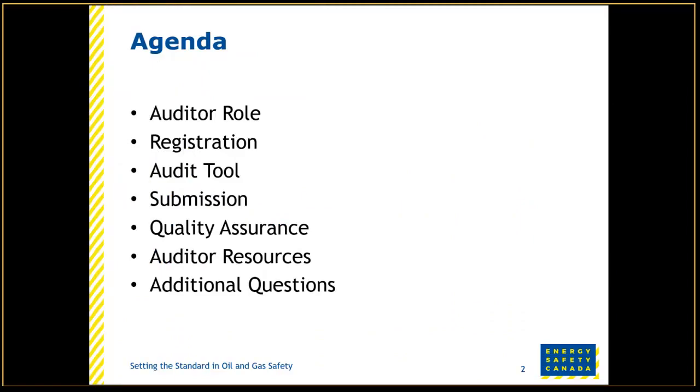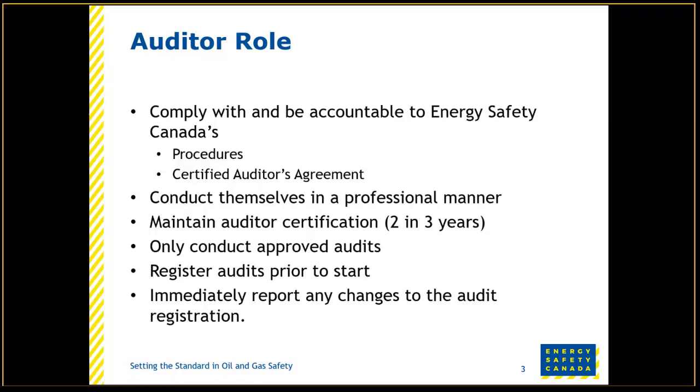Some of the things I'm going to go over are the auditor role, registration, the audit tool, your submission process, the quality assurance process, and some resources that are available to you. As an auditor, you're held accountable to our procedures and our auditor's agreement, which you signed in the 5-day course. When you go to register your audit, it'll pull up the roles and responsibilities. Just make sure you read that and it'll tell you all the ethical standards that you have to adhere to.